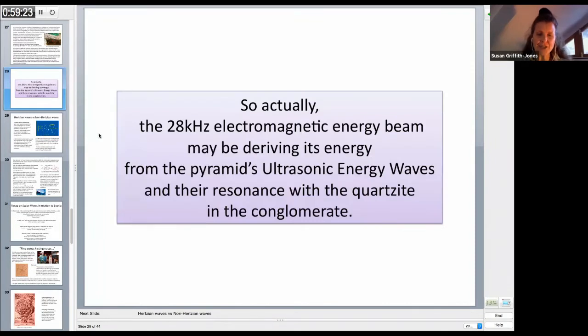So, actually, the 28 kilohertz electromagnetic energy beam may be deriving its energy from the pyramid's ultrasonic energy waves and their resonance with the quartzite in the conglomerate. So this is a fairly logical explanation of how this beam may be generated on the Pyramid of the Sun, and perhaps on the other pyramids and tumuli as well.